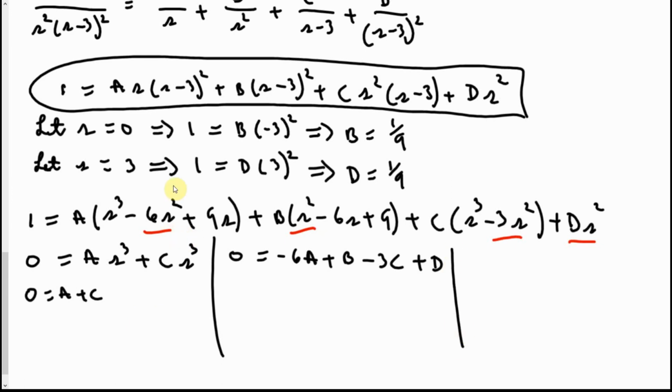Now let's go to the s to the first powers. So that becomes 0 equal to 9A minus 6B. Now that's good, I can use that.